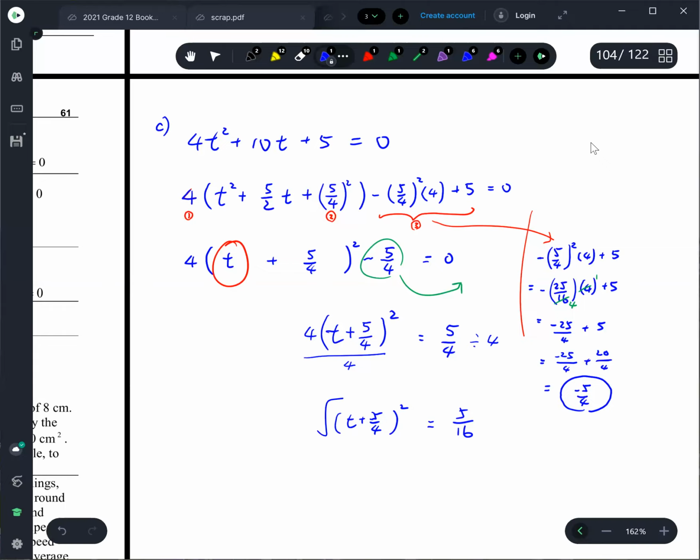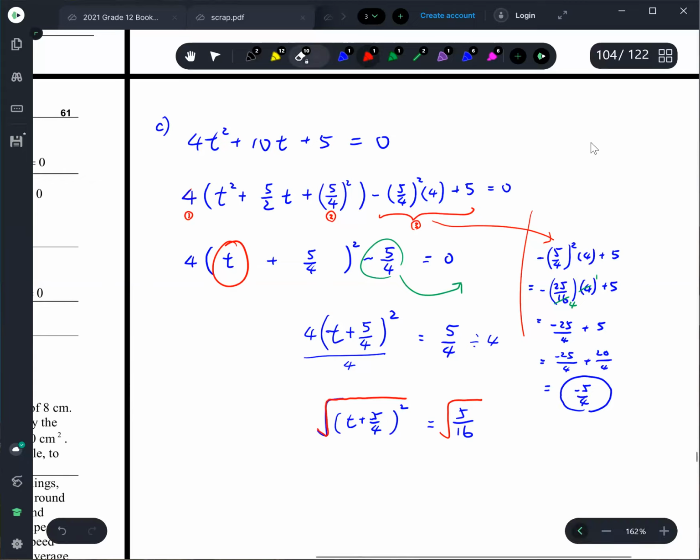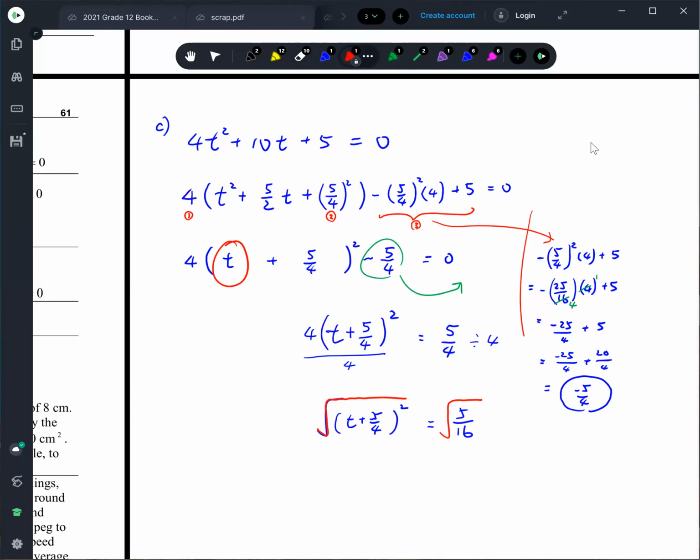Okay, so we put square root on the left, and then square root for 5/16. And the moment you put the square root on, you need to also write what? In front of the square root, what do you need? You need a plus minus. Yeah, plus minus. Could be positive, could be negative.